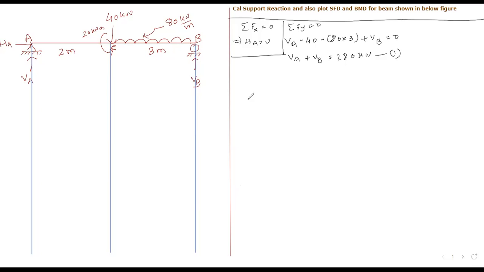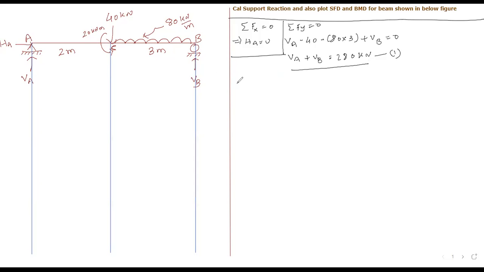Vertical force is fine. Chaliye. In sigma fy, we are considering force or moment. Why moment? We are considering only force in sigma fy. So that's the reason in this case we are not going to consider 20 kN. What is sigma fy? Algebraic summation of all force in y direction. That's the reason we are not considering 20 kN moment in sigma fy. Okay? So we will get one reaction VA plus VB equals 280 kN.